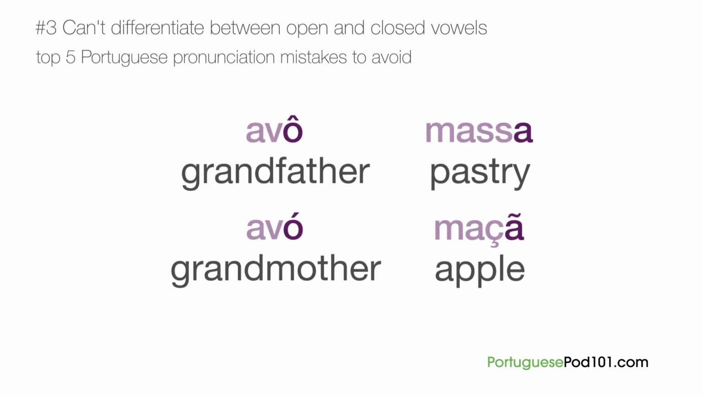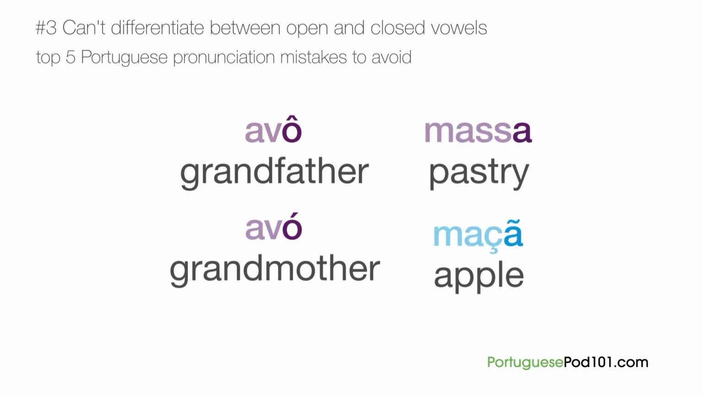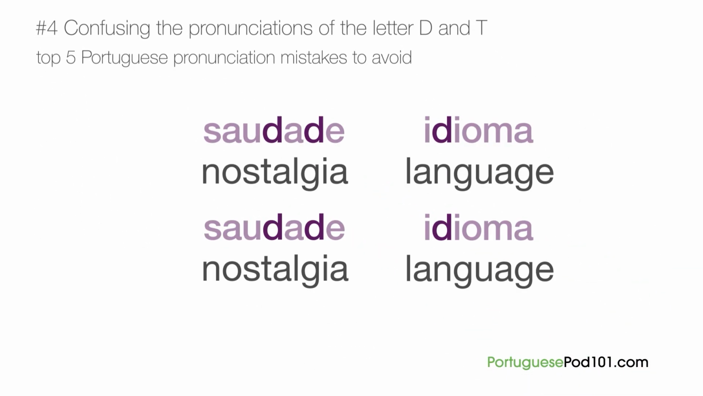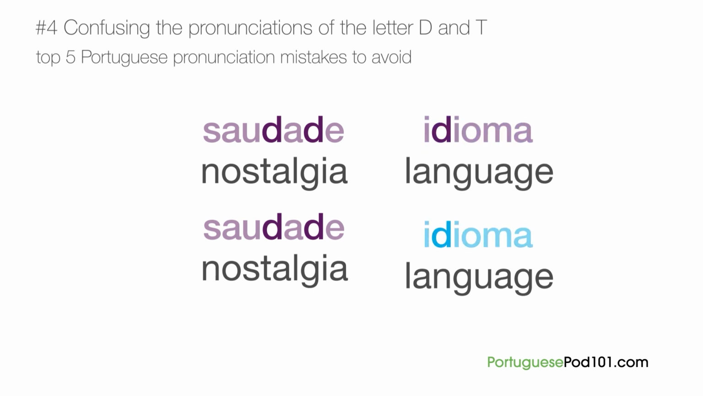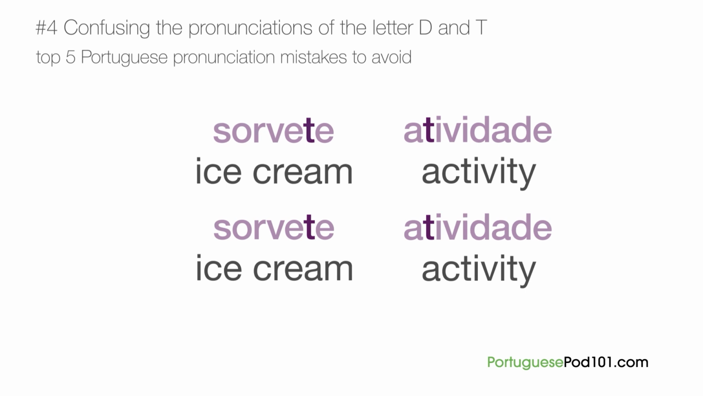Listen to the following examples. Avô, avó. Massa, maçã. We'll cover all the different Portuguese vowel sounds in the next lesson. The letters D and T can sometimes be pronounced differently from what you would expect. First, let's see the 2 ways you can pronounce the D. Saudade, saudade. Idioma, idioma. Now pay attention to the T sounds.